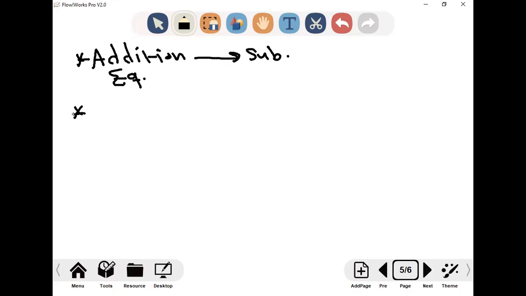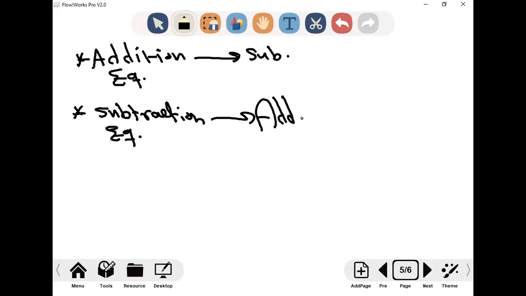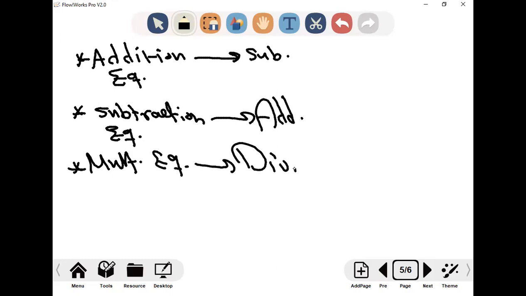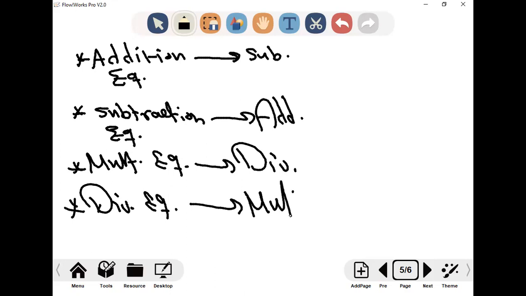The second type is subtraction equation. If you have subtraction equation, what will you do? If you have multiplication equation, you will do what? Division. And if you have division equation, you will do multiplication. Okay? For example, go to the board.